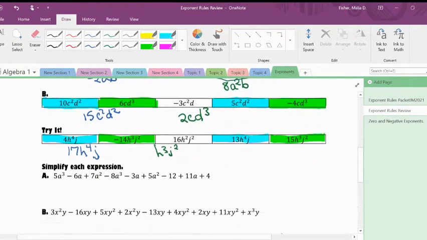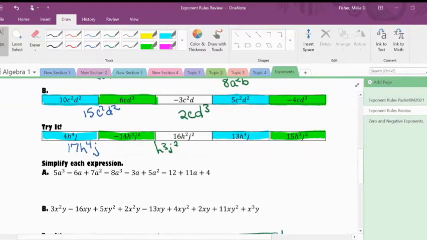Now let's talk about simplifying expressions. To simplify an expression means that we're going to combine all of the like terms and have it as simple as possible. So we need to first identify our like terms. We're going to start by looking for all of the highest exponents. So I have a 5a cubed and a -8a cubed, so those are the same.